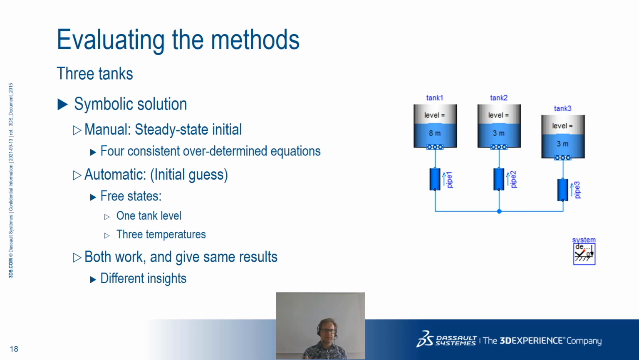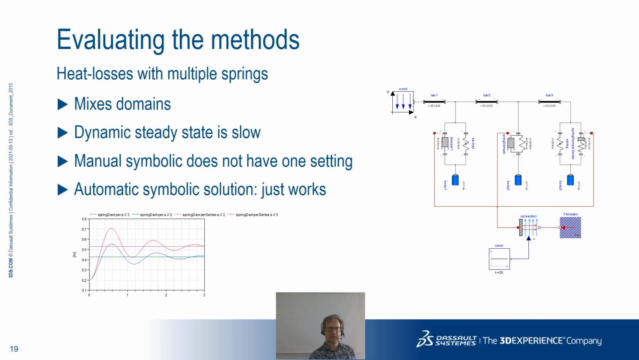And then the alternative is to say do it automatically, and in that case we have to set an initial guess for the system, because otherwise there will be too many. And then we see that the three states are one tank level, and the three temperatures, one for each tank. And both of these two approaches work, and they give slightly different insights. That is, what are the three parameters and what is overdetermined, etc.